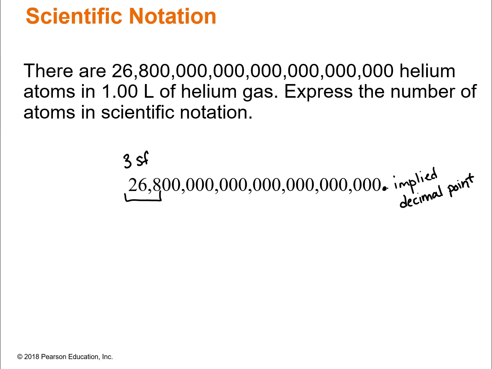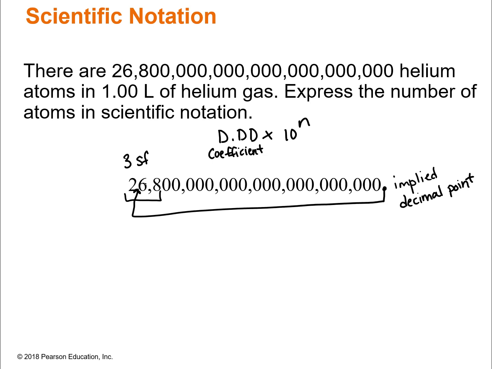The first thing you have to do is figure out how to represent your sig figs as your coefficient. We're going to take this decimal and plop it right here. Because we need our coefficient to be at least 1 and less than 10.